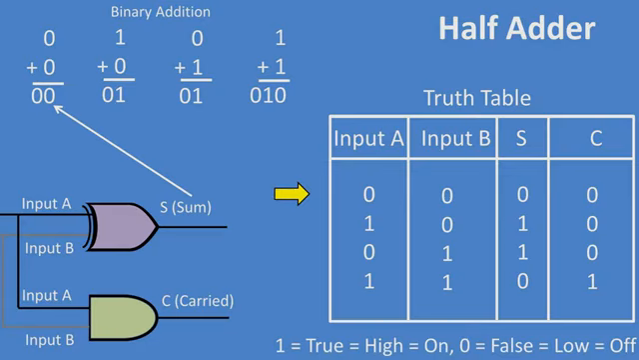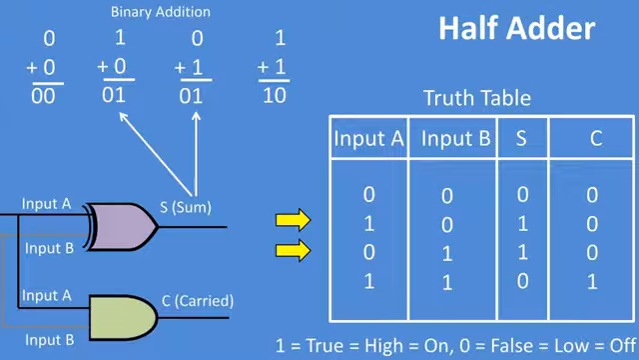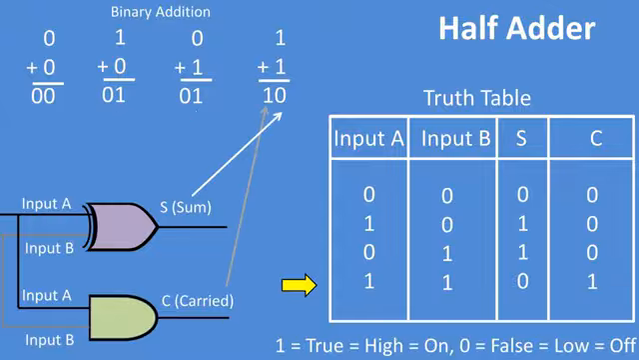If we add 0 plus 0, this equals 0, which is the exclusive OR output, or the sum. If we add 1 plus 0, or 0 plus 1, this equals 1, which is the exclusive OR output again, or the sum output. If we add 1 plus 1, this equals 0, which is the output for the exclusive OR, or the sum output, and the next bit flips to a 1, which is the carry bit and is tied to the AND gate output.